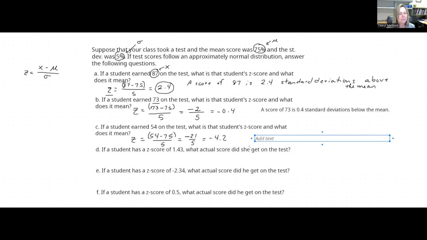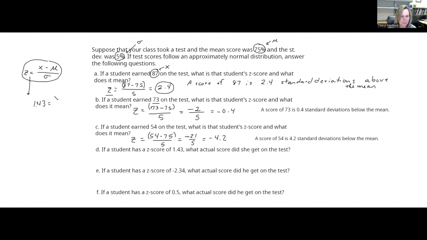D asks, if a student has a z-score of 1.43, what actual score did she have on the exam or on the test? So here we have to go about this a little bit differently. So we go to our formula for z-score here, and it gives us the z-score. So we put that in, 1.43, and that will be equal to x, which we don't know, minus my mean of 75 divided by 5.